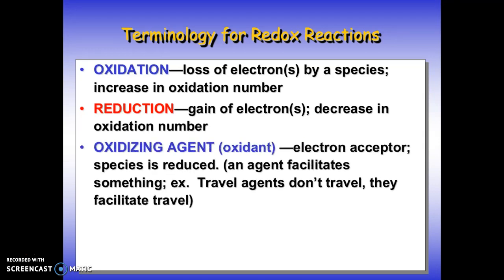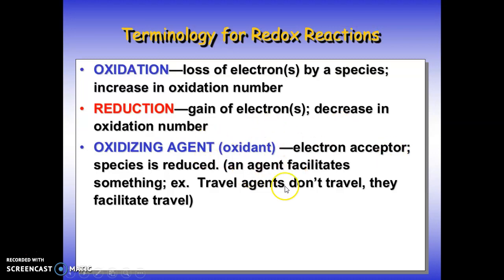Two other terms: the oxidizing agent, the oxidant, is the electron acceptor. It's the thing that's gaining the electrons, which means it's the substance being reduced. So the oxidizing agent is causing oxidation, but it's causing oxidation because it's accepting the electrons from the thing that's losing them.